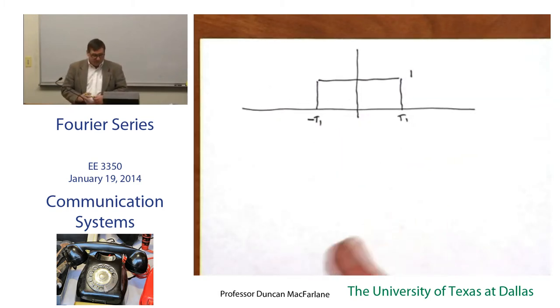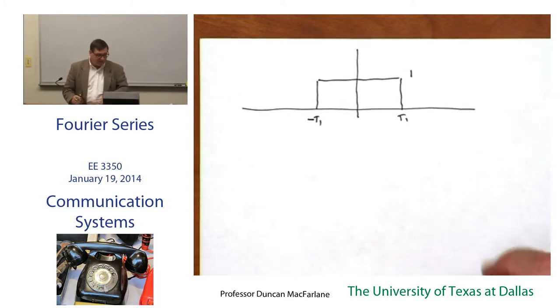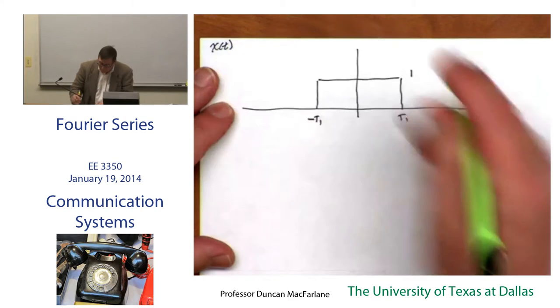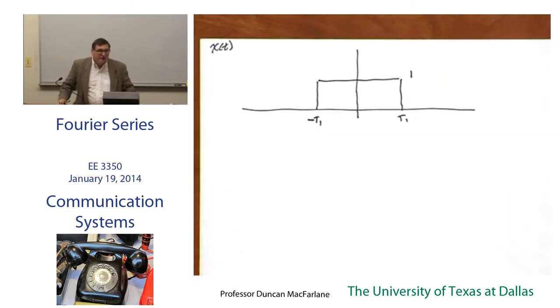Okay. So there's my x of t. What do I do next? Does it have a period? Does it repeat? As I've written it, does it have a period? No, it's non-periodic. It's not periodic, so I can't find a capital T naught.